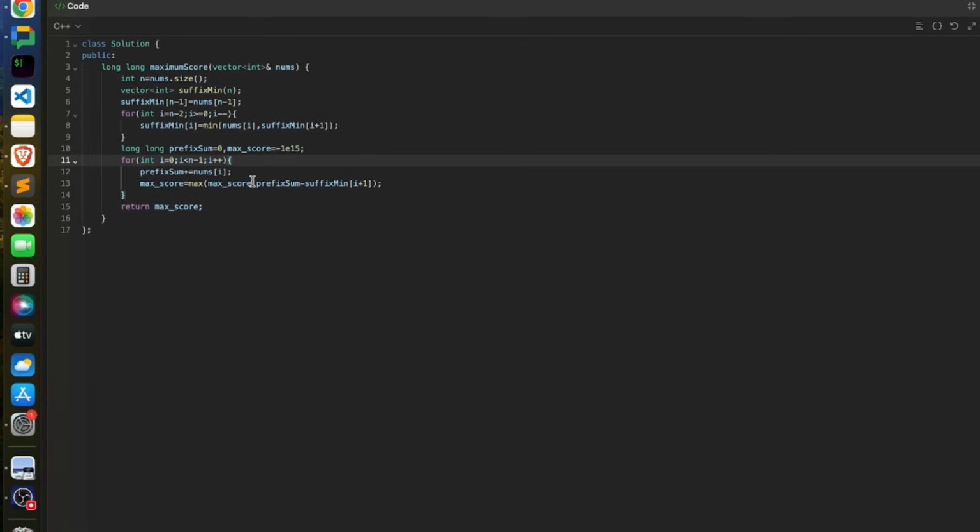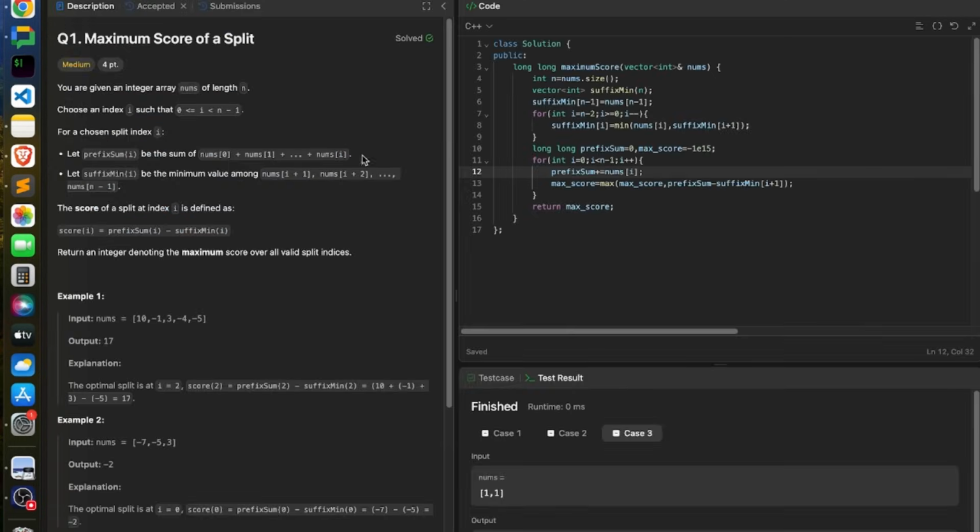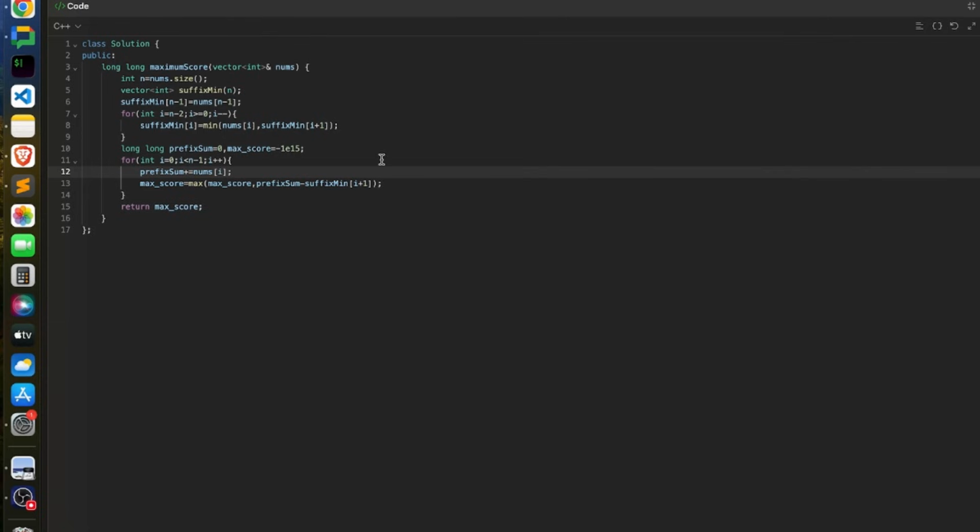Now for each index, calculate the prefix sum. So prefix sum of I is nothing but sum plus equals nums of I, right? So this will calculate the sum of all the numbers from index 0 to I. So this is nums of 0 plus nums of 1 plus nums of 2 up to nums of I. So this is how you calculate prefix sum.